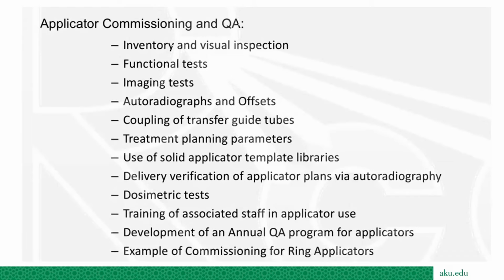The next one is the delivery verification of applicator plans via autoradiography. We will touch on this as well. Dosimetry test means that you can determine the HUs of the different parts of the applicators, and the physical dimensions of the applicator. You can verify this with the dosimetry test, especially the HUs.